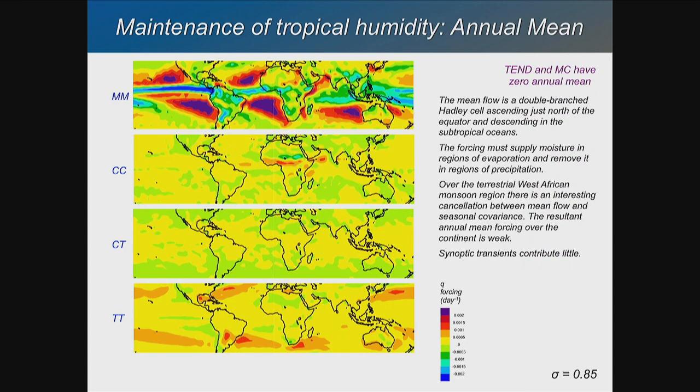And I just want to concentrate on one thing, which I found to be the most interesting aspect of this, the maintenance of tropical humidity. And so if you look at MM, this is the annual mean of these forcing components. MM basically has to provide rainfall in the tropics and evaporation in the subtropics, okay? You see the ITCZ in there. CC, the cycle-cycle term that I just evoked, seems to have a clear annual mean signal over West Africa. So we're rectifying something over West Africa with the cycle-cycle interaction. CT is negligible, and TT is basically extratropical.